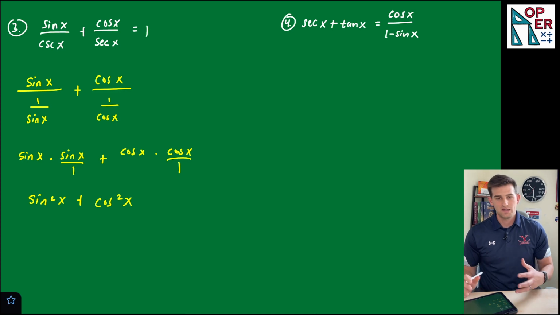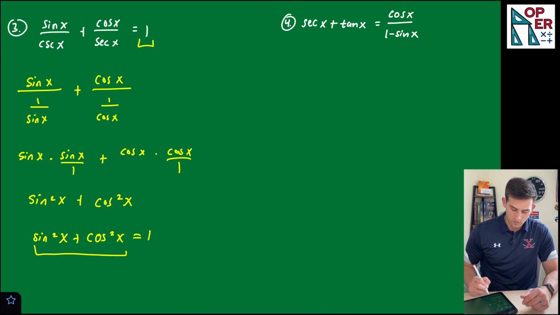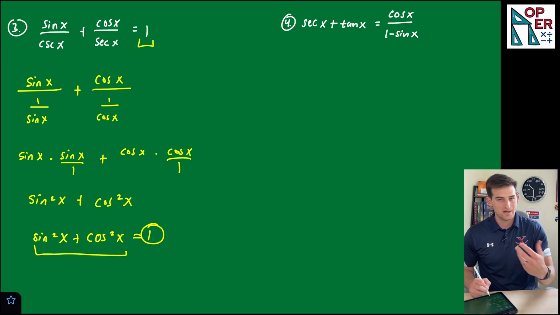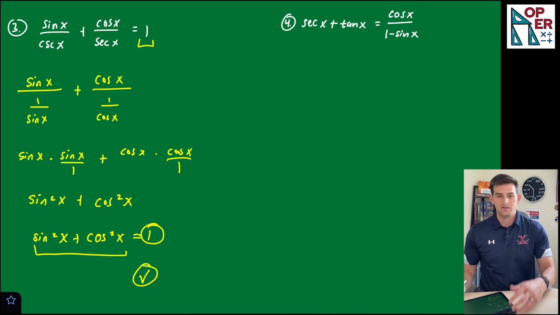All right, well, we've seen that identity a couple different times. We know that that identity tells us that it's equal to 1. So sine squared of x plus cosine squared of x is equal to 1. So that's what we have here. We're trying to make it be equal to 1. It is equal to 1 according to our identity. So we can give that one a check. We did good. We verified number 3.